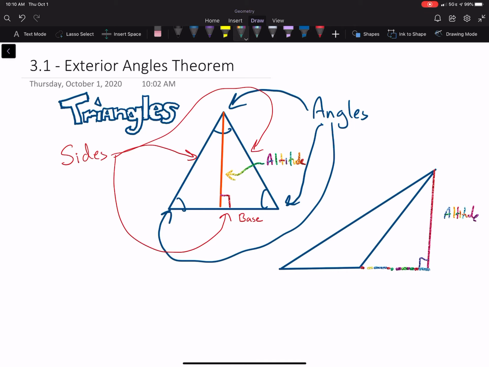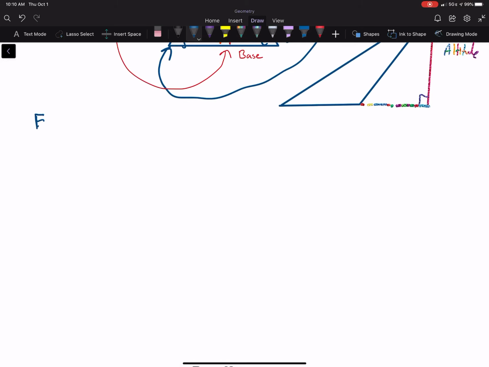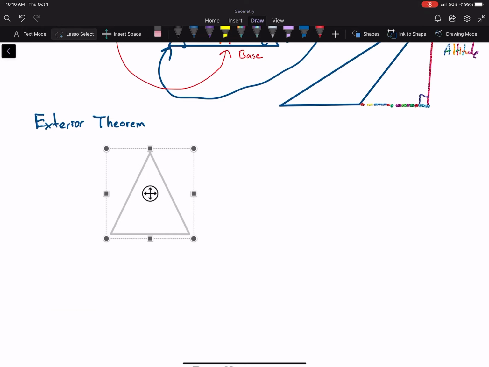So these are the parts that you're going to need to know for what we are working on today. All right, so let's talk about exterior angles. All these theorems and postulates, most of them come from our guy Euclid, who was the old guy from Greece who made a lot of these discoveries about the math behind geometry. He's kind of the father of geometry, and so this is one of them.